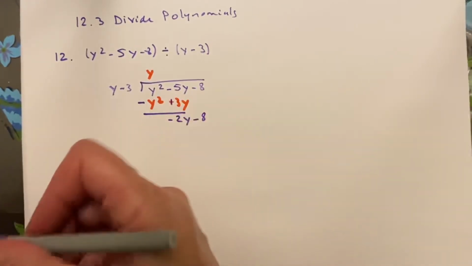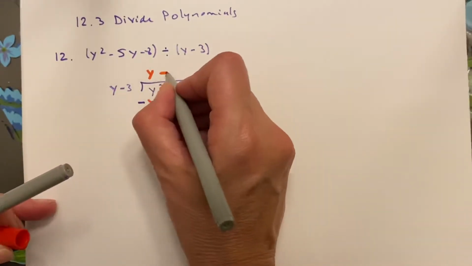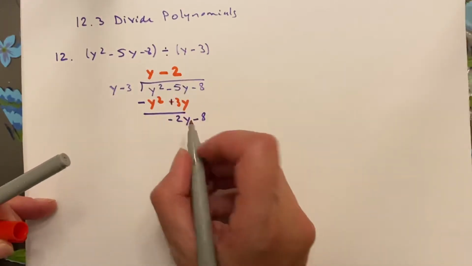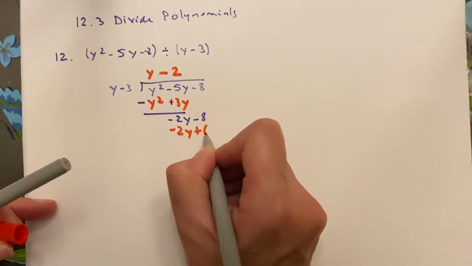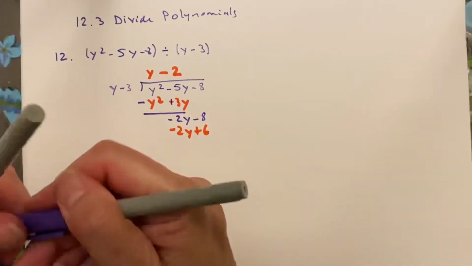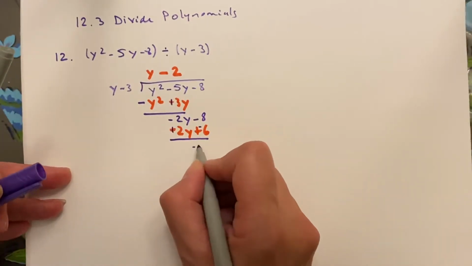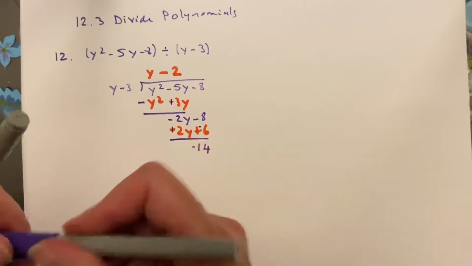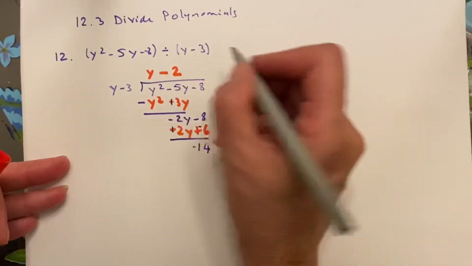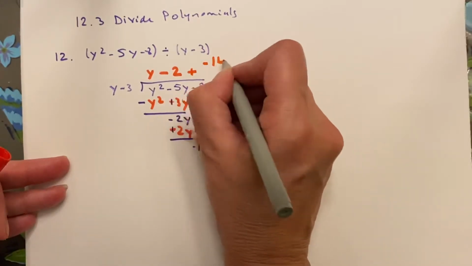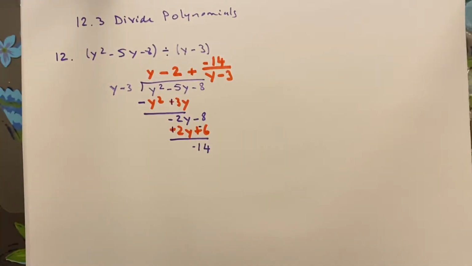Let's go through the process again. What times y's will give me negative 2y? Well, clearly just negative 2. So negative 2 times y gives me negative 2y, and then negative 2 times negative 3 gives me positive 6. I'm going to subtract these two. After changing my signs, I end up with negative 14. And so I have y minus 2 plus my remainder of negative 14 over y minus 3. And that is my answer to that division.